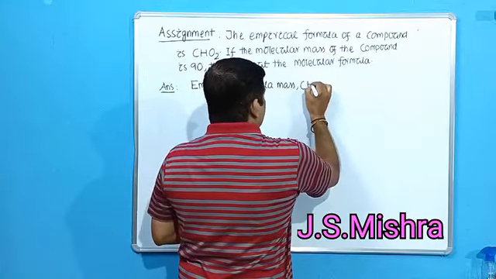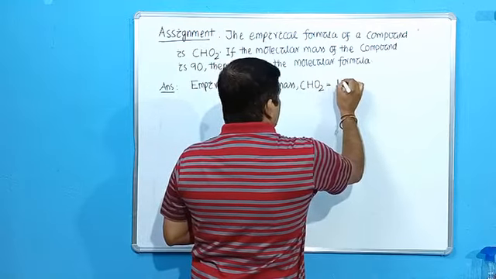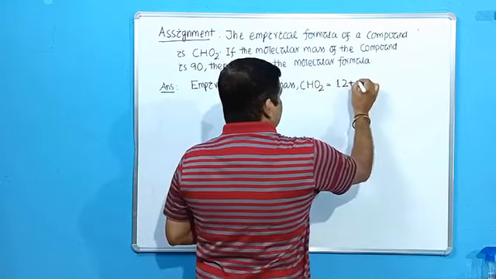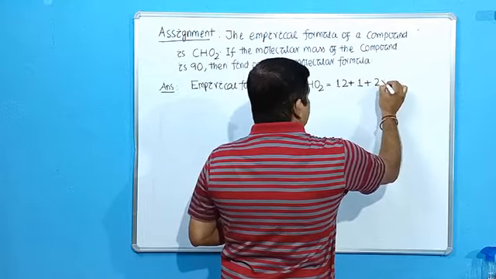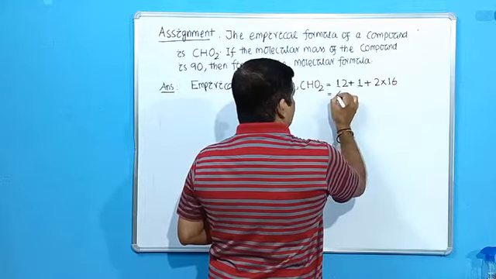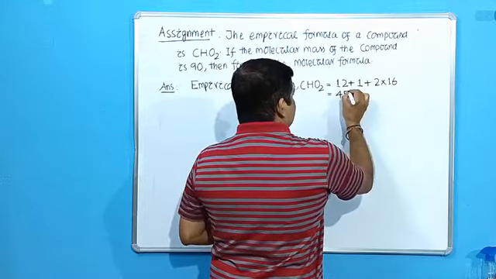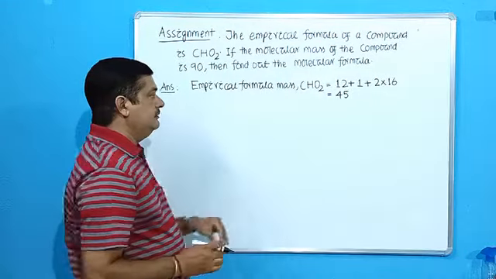CHO2: carbon is 12, then hydrogen is 1, plus carbon, oxygen is 2 into 16, so 32. 33 plus 12 is 45. So the first step is to calculate the empirical formula mass, which is 45.